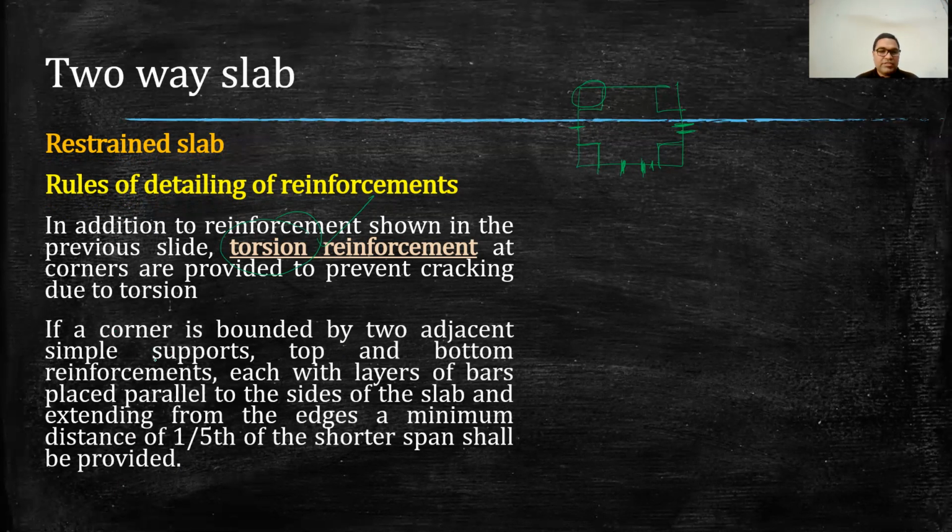Now talking about the first case, if a corner is bounded by two adjacent simple supports, top and bottom reinforcement, each with layer of bars placed parallel to the sides of the slab and extending from the edges to a minimum distance of 1/5 of the shortest span shall be provided. So now it is saying that if a corner is bounded by two discontinuous edges, so as I said, if I consider this case, this edge and this edge are discontinuous, so this corner will be contained with two discontinuous edges. So in that case, we will provide torsional reinforcement.